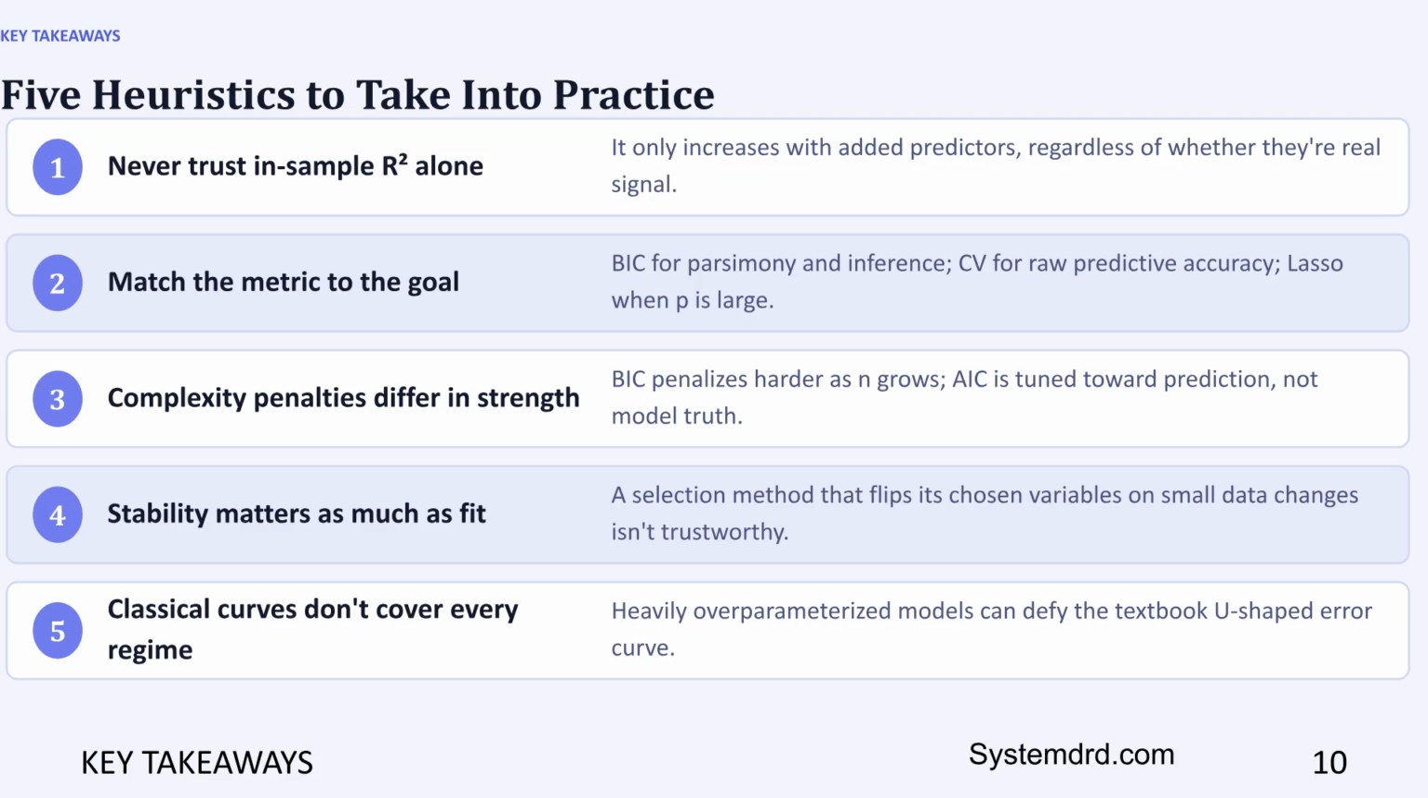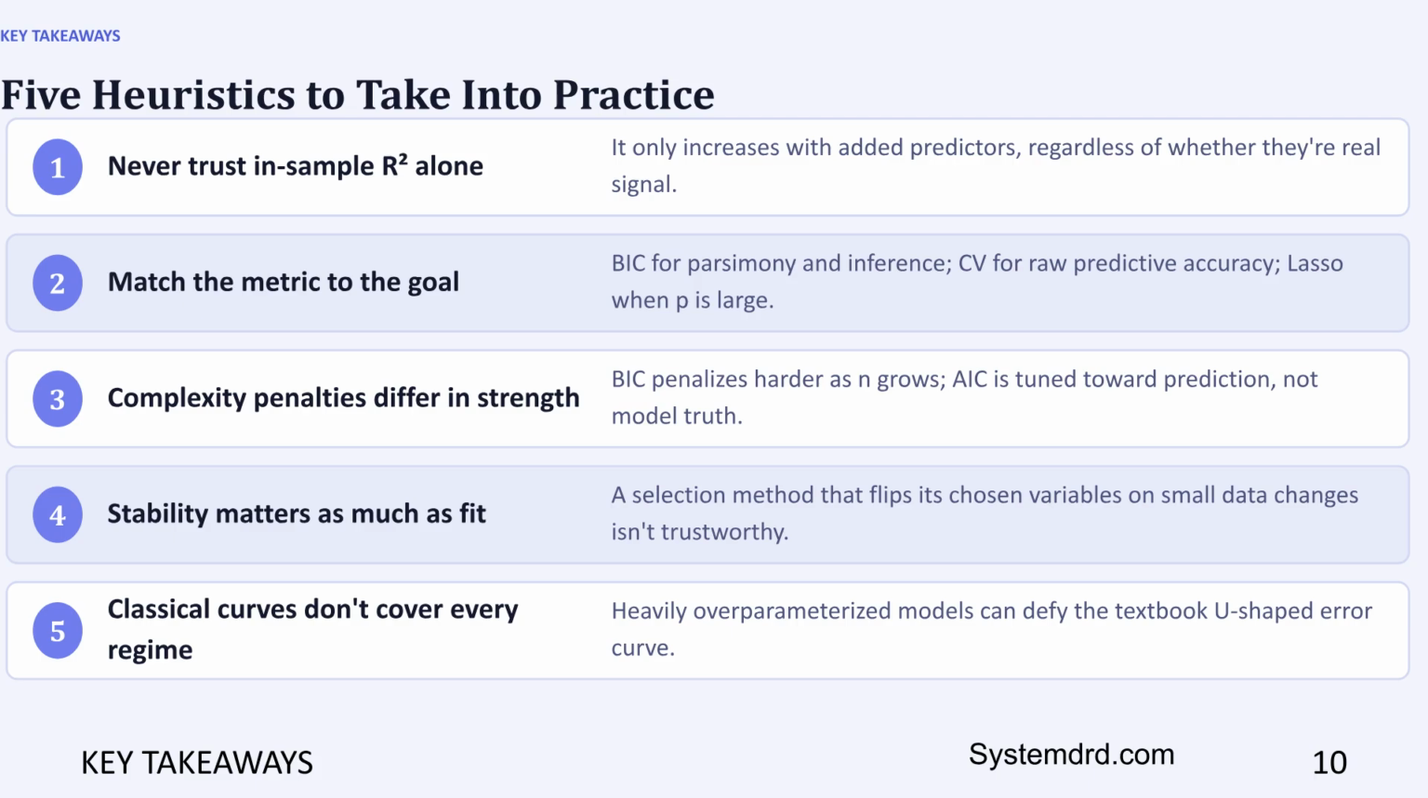3. Remember that complexity penalties differ in strength. BIC penalizes harder as your sample size grows. AIC is tuned toward prediction rather than recovering the exact true model. 4. Stability matters as much as fit. If a selection method flips its chosen variables every time your training data shifts slightly, that instability should worry you as much as a poor fit statistic would.